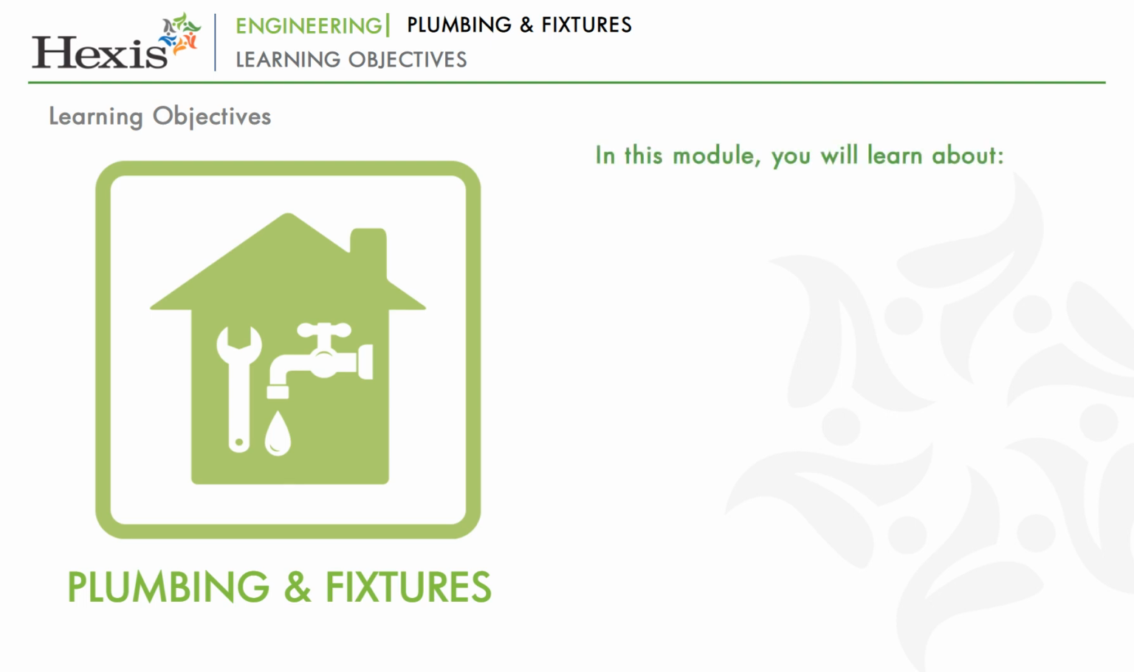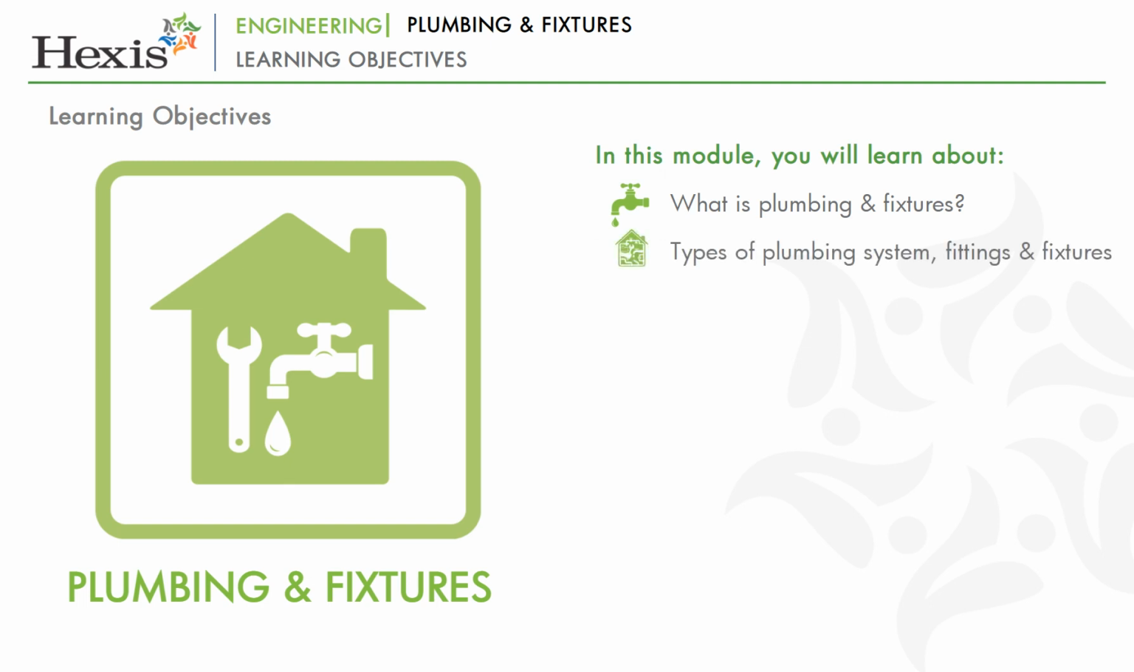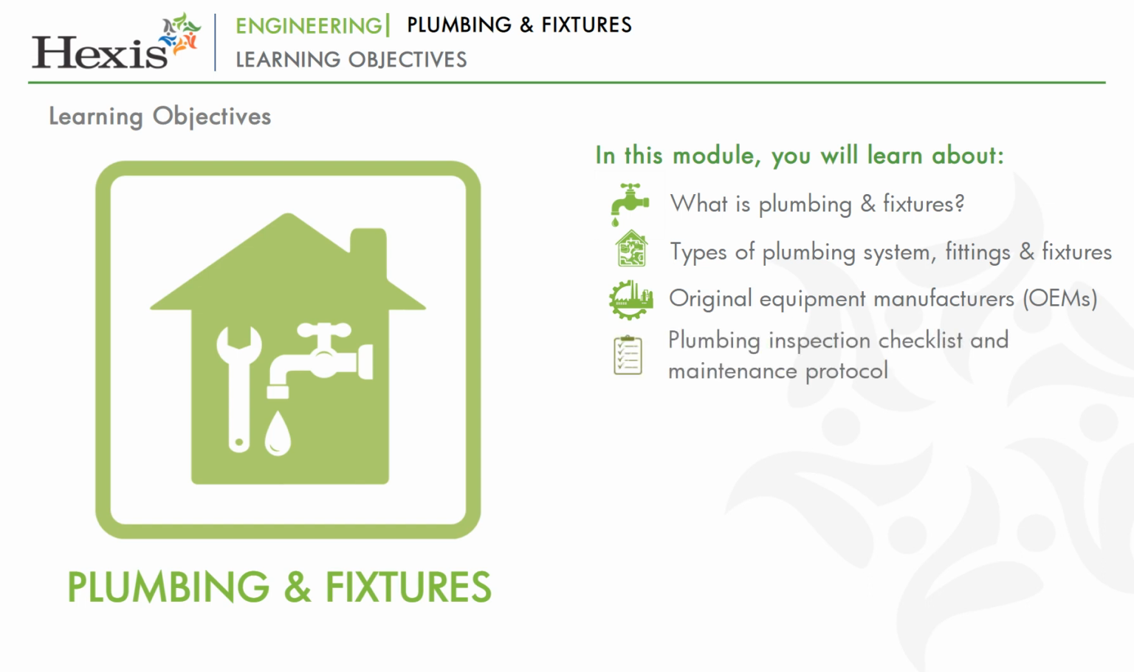At the end of the e-module, you will be able to explain what plumbing and fixtures are, and learn the following about the plumbing system, fittings and fixtures: the plumbing system, plumbing fittings, types of pipes, types of pipe fittings, types of valves, types of plumbing fixtures, original equipment manufacturers, that is OEMs, plumbing inspection checklist, and maintenance protocol.